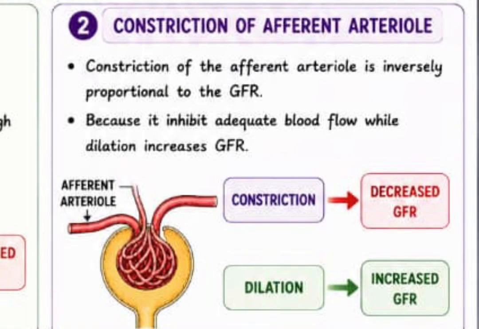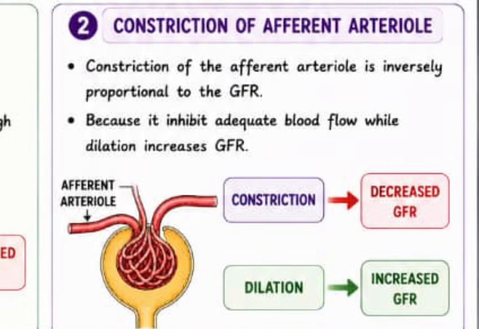Number two, constriction of the afferent arteriole. So if you constrict the afferent arteriole, what will happen? Remember, for you to increase renal blood flow, you have to dilate the afferent arteriole. Are you getting now? And if you dilate the afferent arteriole, you have increased renal blood flow, and when you increase renal blood flow, you have increased GFR. But if you constrict the afferent arteriole, what happens? You will decrease GFR. That's why I will say the constriction of the afferent arteriole is inversely proportional to the GFR. Very, very interesting.